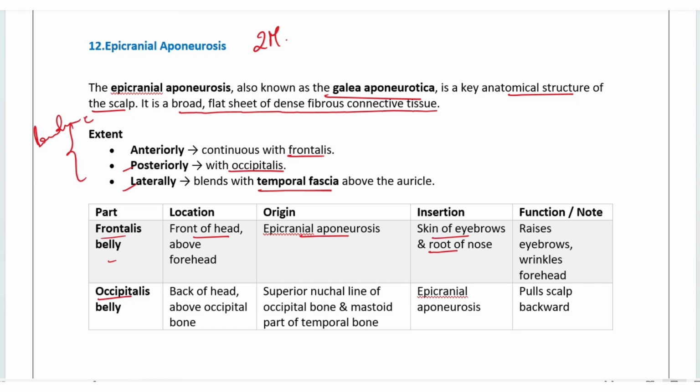Occipitalis belly arises from the back of the head, that's above the occipital bone. It originates from the superior nuchal line and inserts into the epicranial aponeurosis. The function of the frontalis is to raise the eyebrow and make wrinkles on the forehead, while the occipitalis belly will pull the scalp backwards.